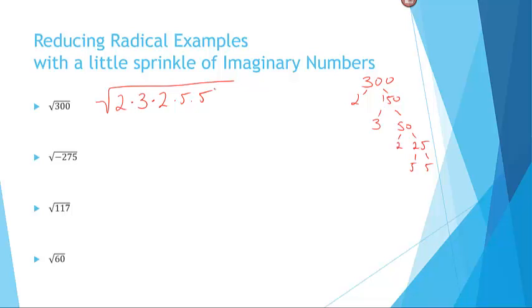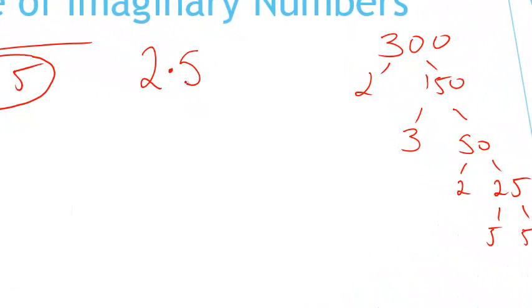Now, ladies and gentlemen, this is what we do. We're going to look for pairs. 5 and 5, that's a pair. And 2 and 2, that's a pair. We take those out and take them to the outside. That gives us a 2 on the outside times a 5 on the outside. What's left on the inside? 3. So our answer to the square root of 300 would be 2 times 5, which is 10 square root of 3.